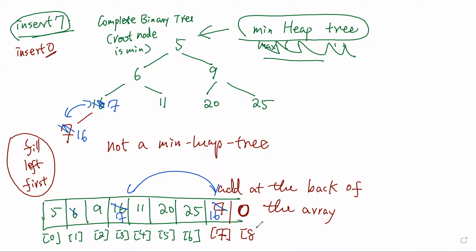Here is sub 8. And for sub 8, who is its parent node? Maybe we need to use the formula: (k minus 1) divided by 2. So this is 8 minus 1, divided by 2. 7 divided by 2 is 3. So you need to look for sub 3. Who is sub 3? From the tree, it's very clear. So you are going to insert it to its right.